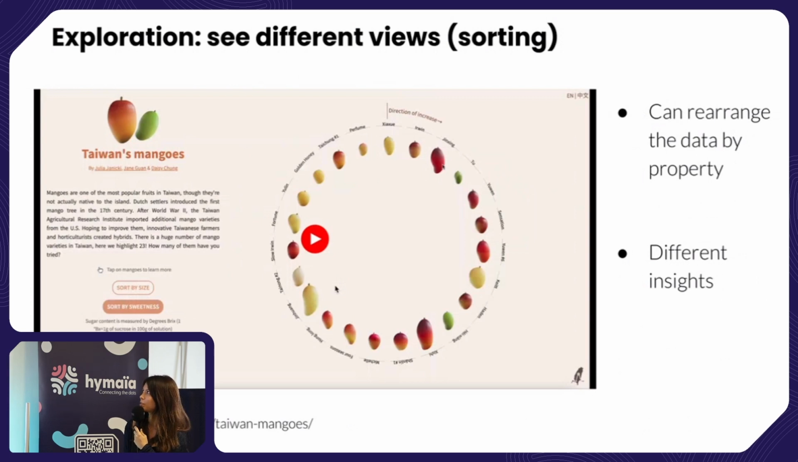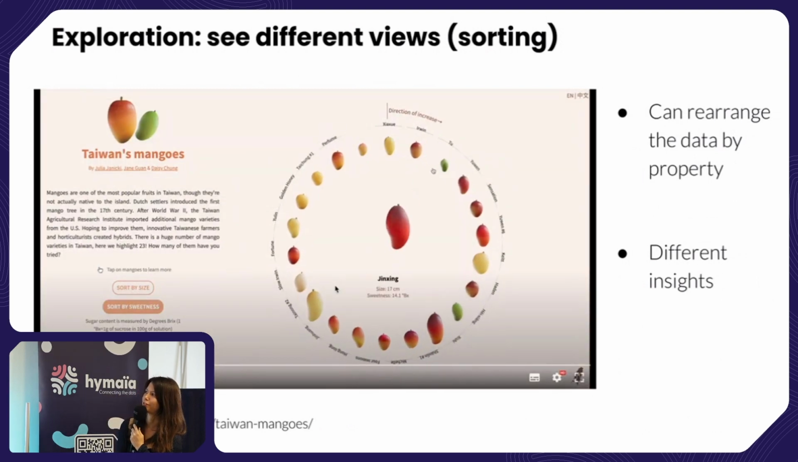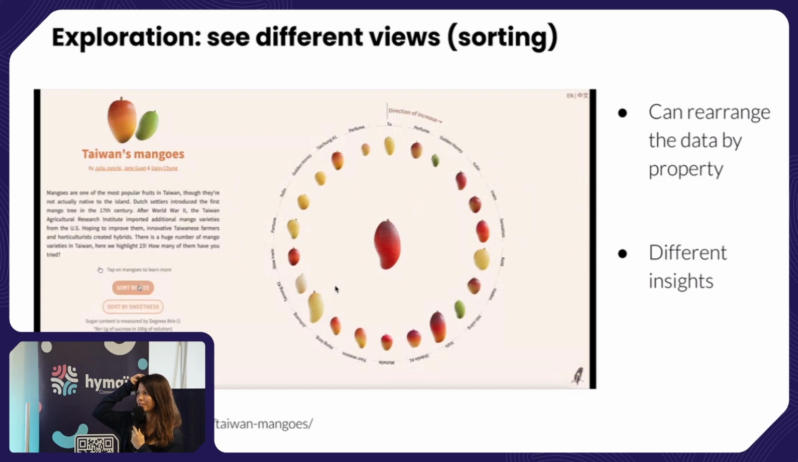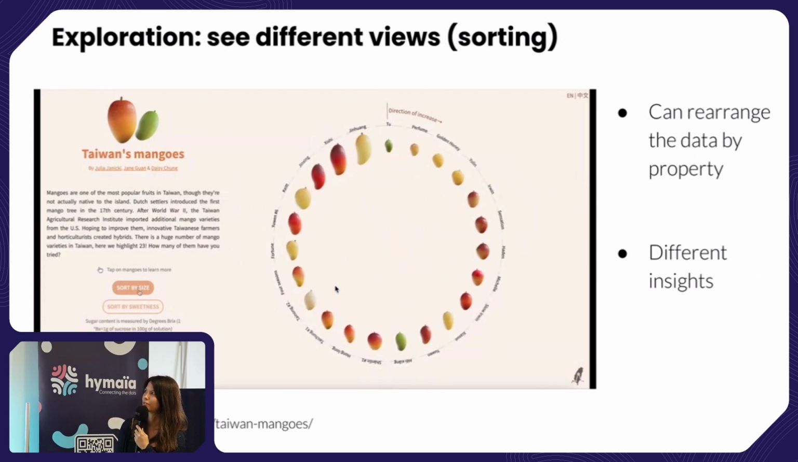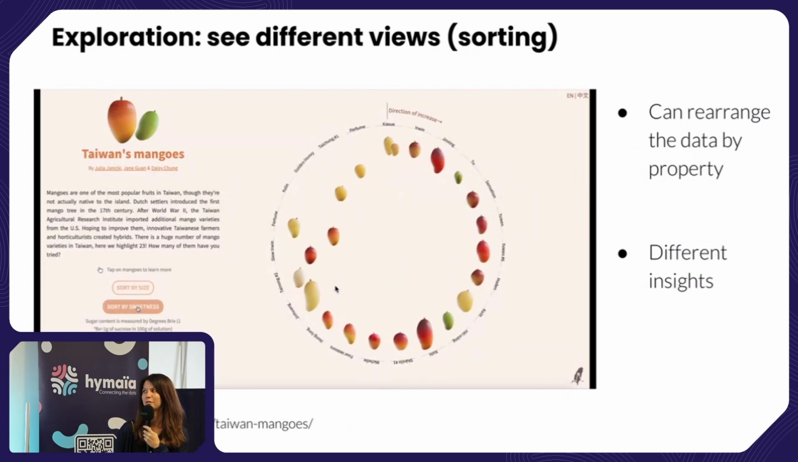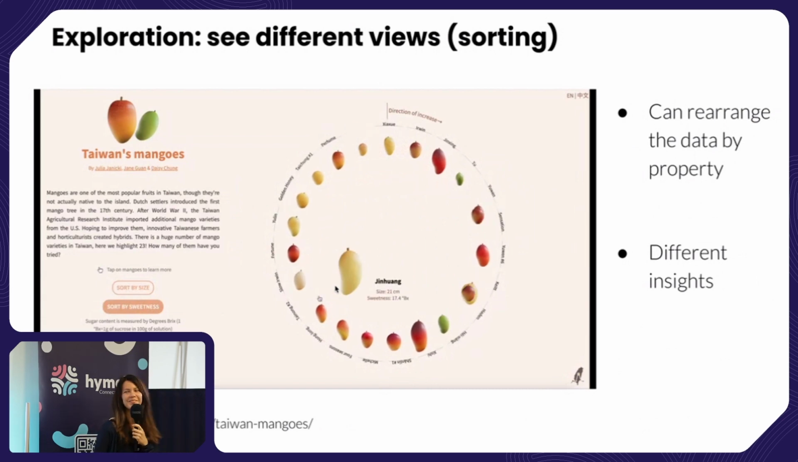Another similar way to see different viewpoints of the data is sorting by different properties. And that can potentially lead to different insights. So this is a very simple visualization I made of the mango varieties of Taiwan. And you can either sort by size or sweetness, so you can easily find the sweetest or the biggest mangoes.